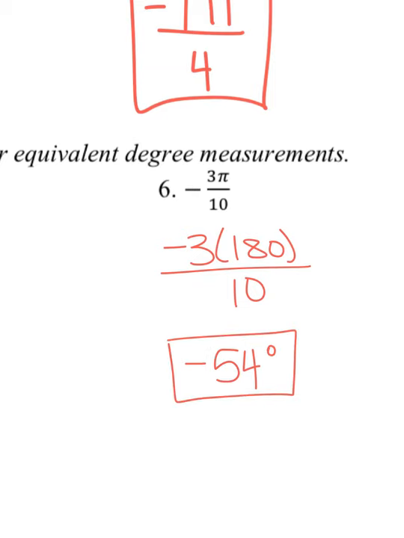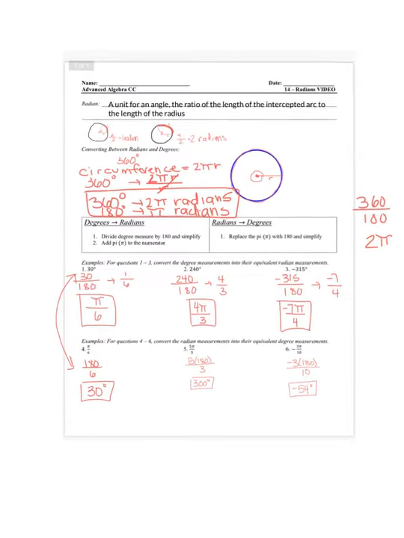Okay? Negative 54 degrees is in quadrant 4, right? Because it's a negative angle, so you open up clockwise. And it's less than 90, so you're not passing over any quadrants. So negative 54 is in quadrant 4, which means negative 3 pi over 10 radians is also in quadrant 4. Okay? And that's it. Let me know if you have any questions.